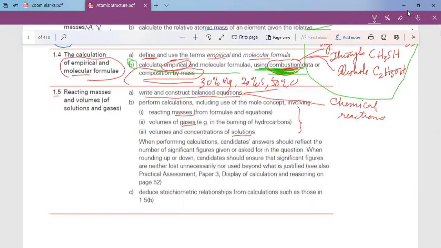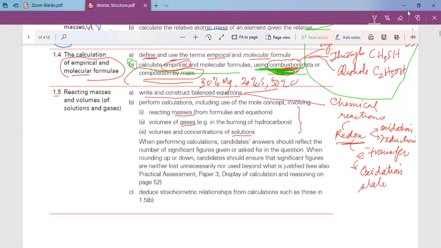Now, normally for chemical reactions, a lot of them are redox, okay? Which means they are oxidation and what? And reduction. Okay, so in this case here, if there are these reactions, it will involve electron transfer. So in electron transfer, you are interested in what? Oxidation states.